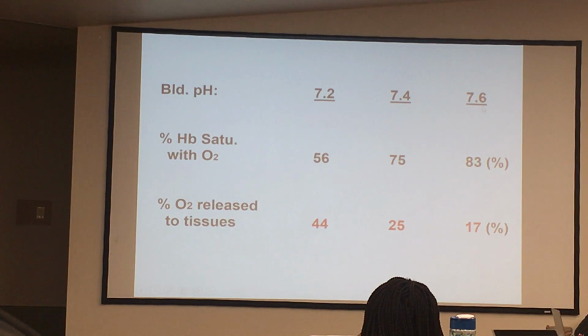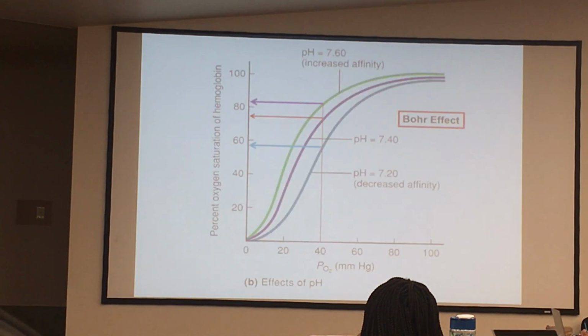The opposite, if we have an alkaline condition, then we hold more and release less. Okay, and that was discovered by Dr. Bohr, so we call it the Bohr effect. If you cannot remember, just say "very boring" Bohr effect. When you have more acid, your tissue needs more oxygen, red blood cells release more oxygen, and the percent of saturation decreases.